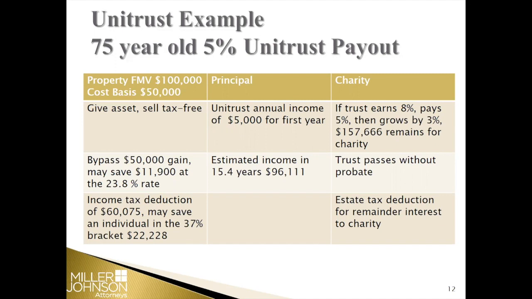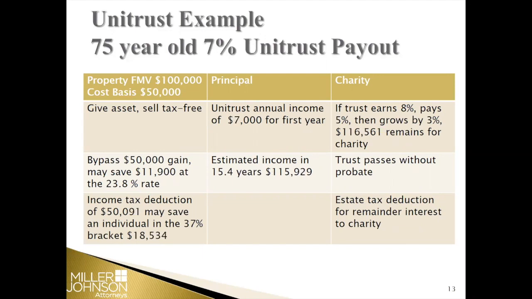So let's take a look and see what happens. Now look here, the deduction is $60,000 with a 5%, and then the charity receives $157,000 here. So if we go on to 7%, what happens? That deduction drops down to a little bit over $50,000, and the charity receives less, $116,000. So you kind of see how it works here. The higher that Unitrust payout percentage, the more you would receive as the donor. Here it's $115,000 over 15.4 years. On the previous slide, it was only $96,000 over 15.4 years.